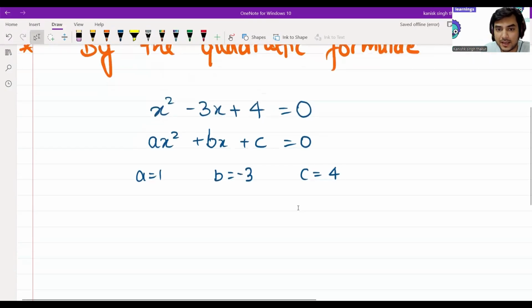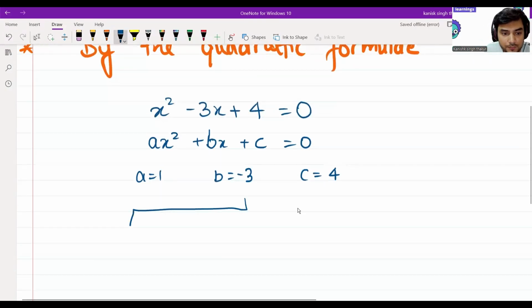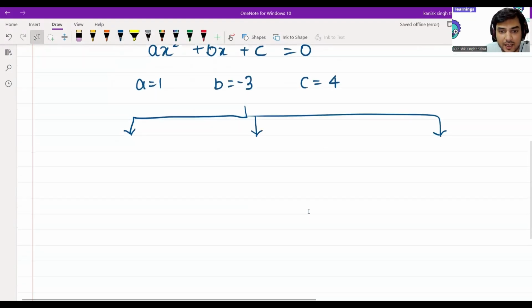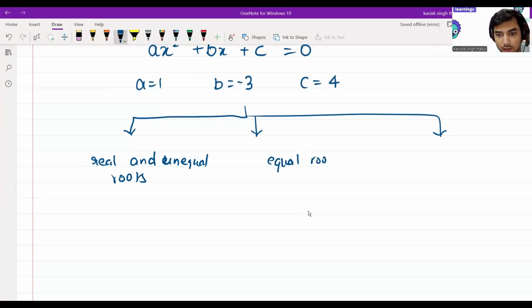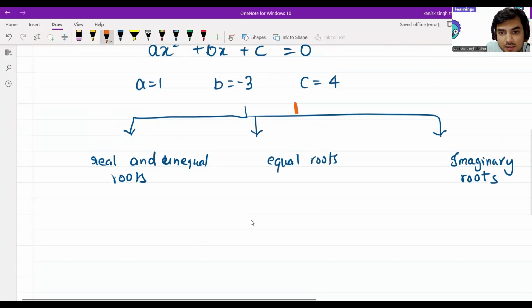Now, for the quadratic formula, as I have told you earlier, there are three things possible. What are the three things possible? The quadratic equation can either have real and unequal roots, or it can have equal roots which are real, or it can have imaginary roots. These three things are possible for a quadratic equation. How will you know this? You'll know this with the help of something called d.